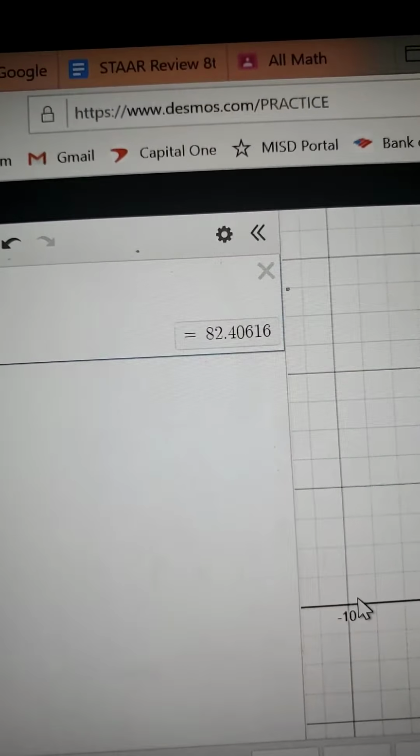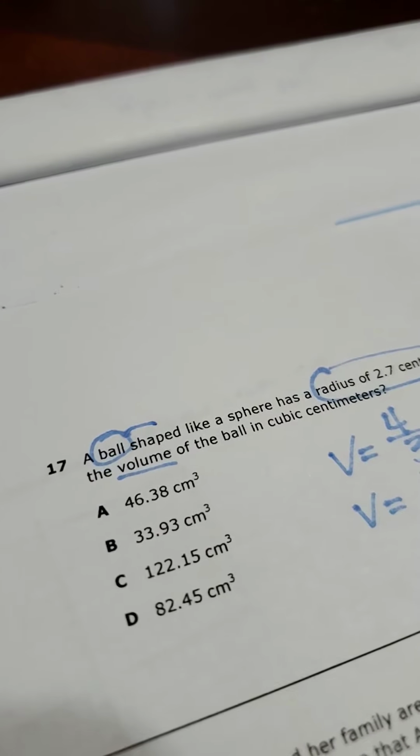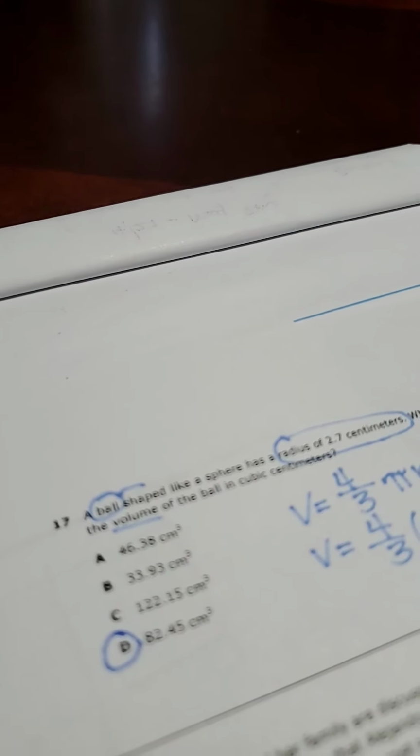And that gives me 82.40616. The closest one to 82.40616 is B, 82.45.